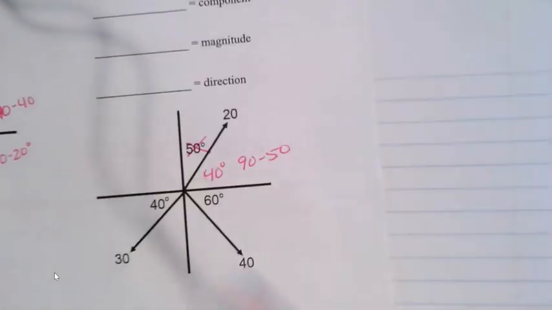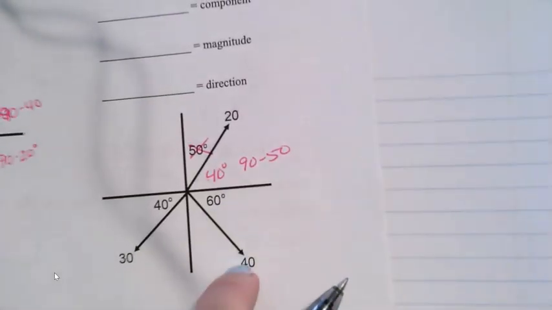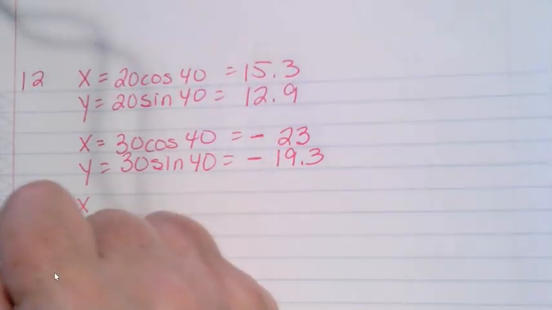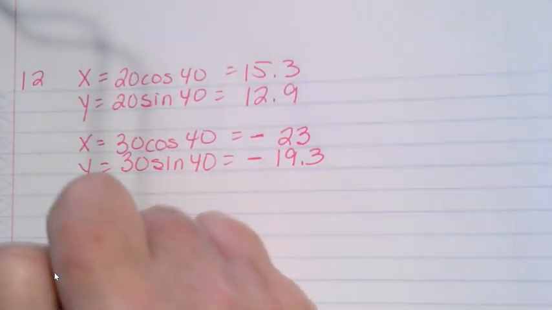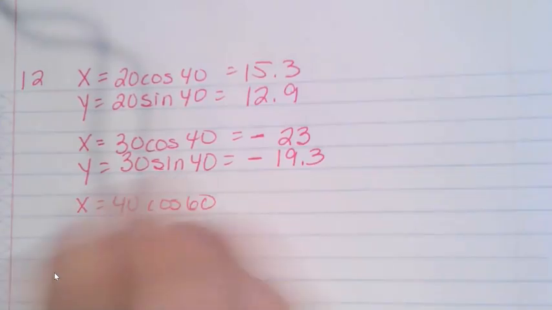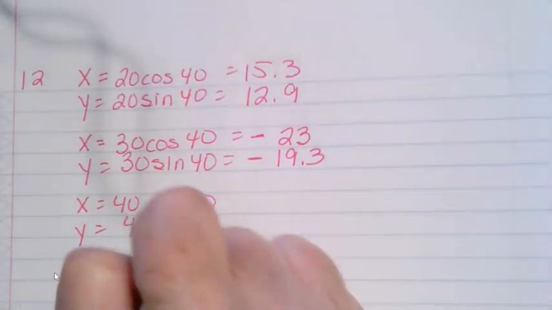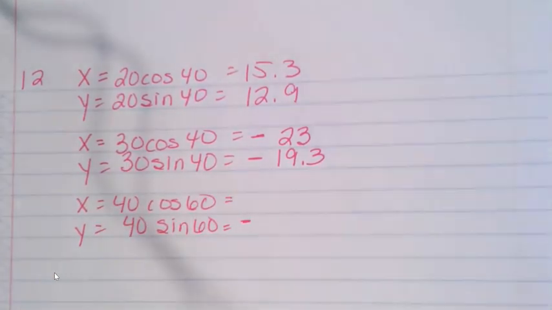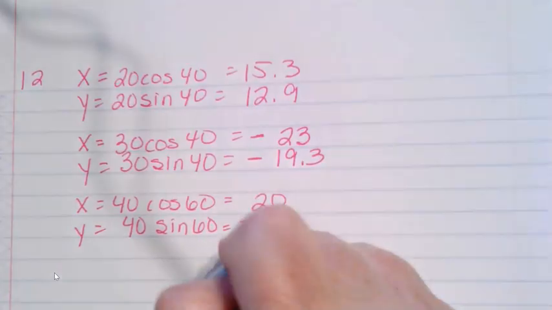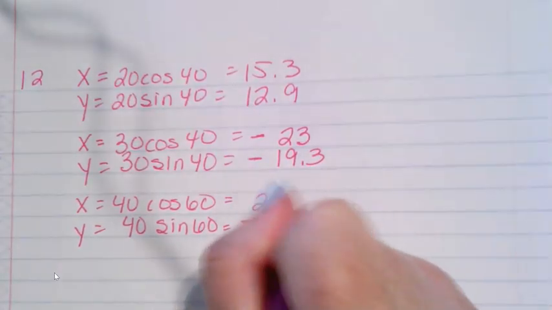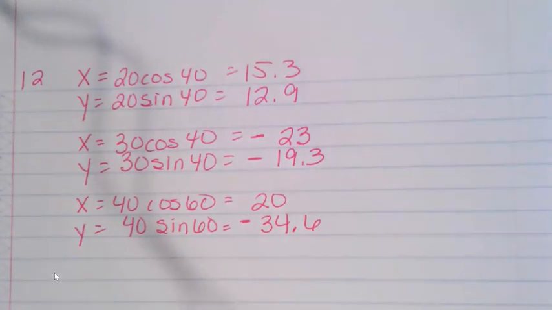Okay, this one is all good to go. But remember, we're in quadrant 4 there. x equals 40 cosine 60 and y equals 40 sine 60. Because we're in quadrant 4, remember my y value is negative. Okay, so 20 and negative 34.6. Okay, so let's get our component form.